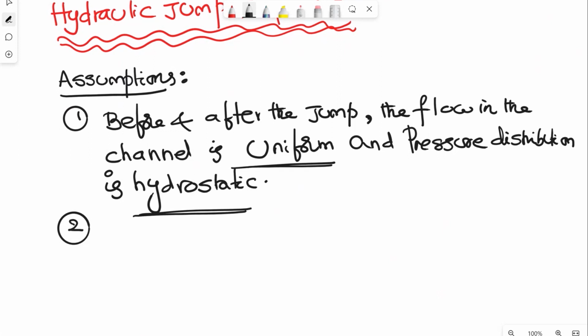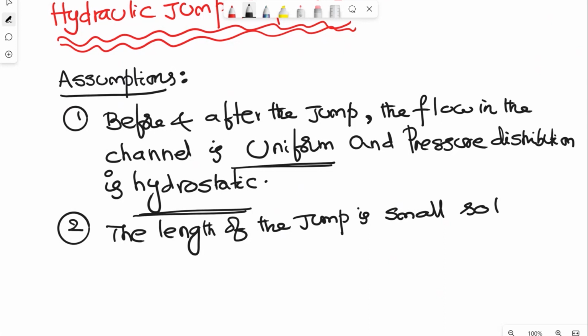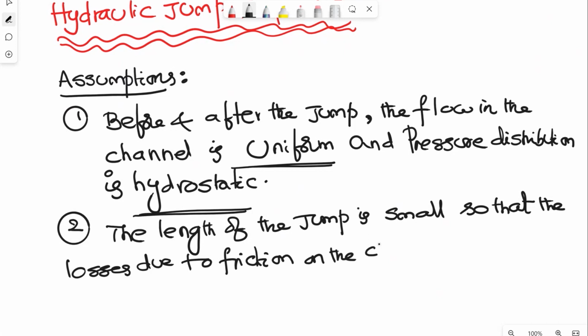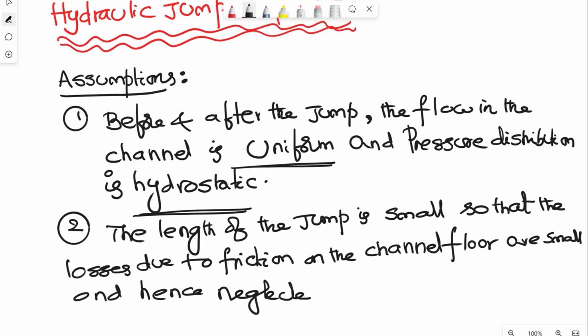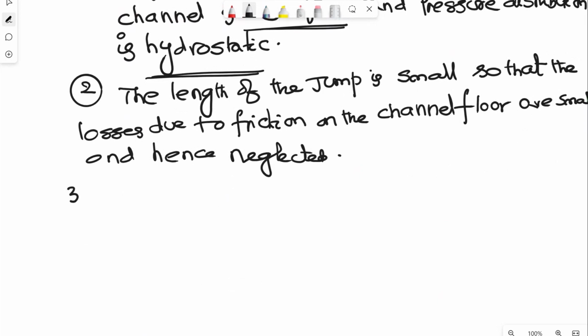Then, number two: the length of the jump is small, so that the losses due to friction on the channel floor are small and hence neglected. This is the second assumption: the friction losses are neglected.